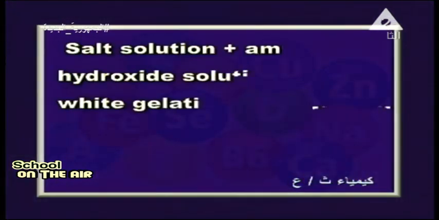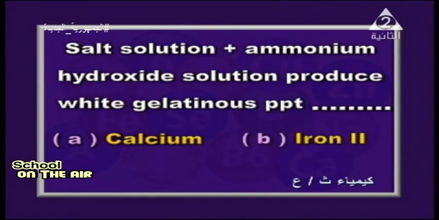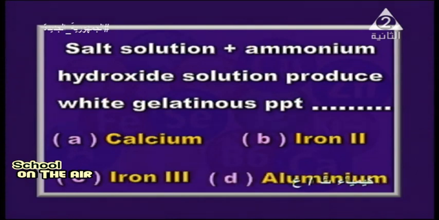Next point. Salt solution plus ammonium hydroxide solution produces a white gelatinous precipitate. What is the cation here? Is it calcium, iron 2, iron 3, or aluminium? If you think about it, yes, it will be aluminium cation.